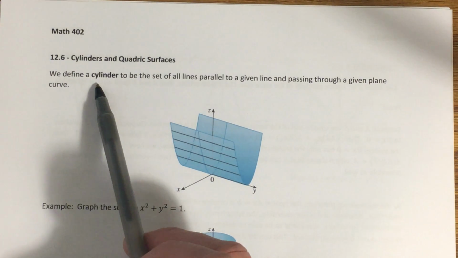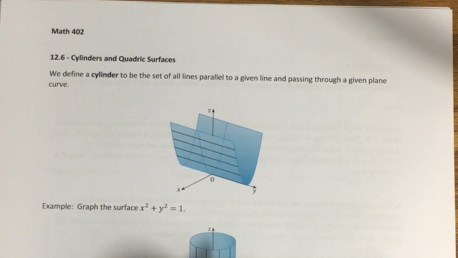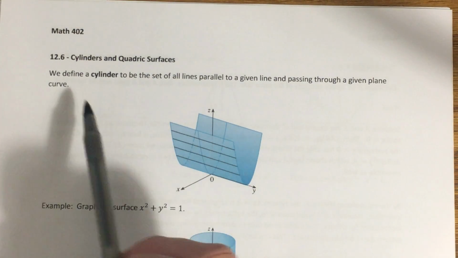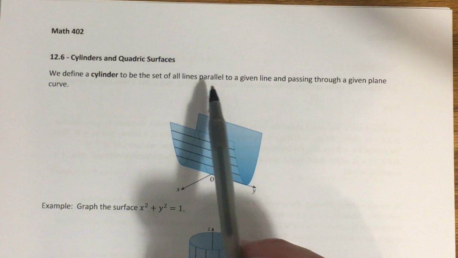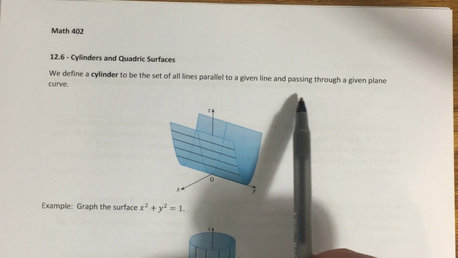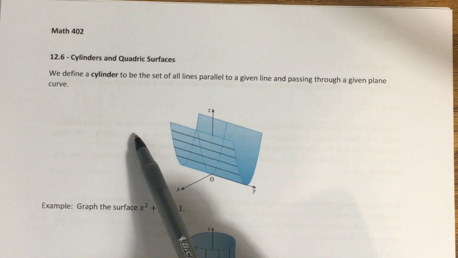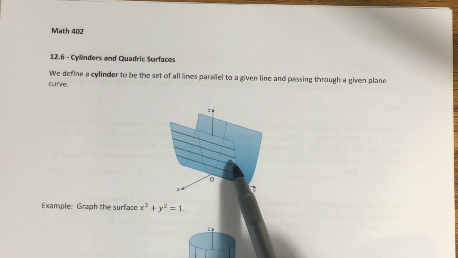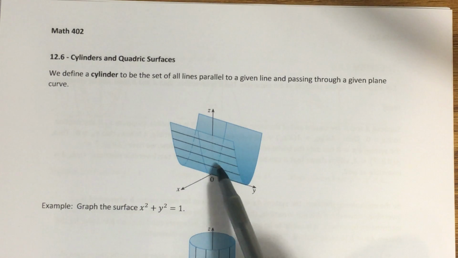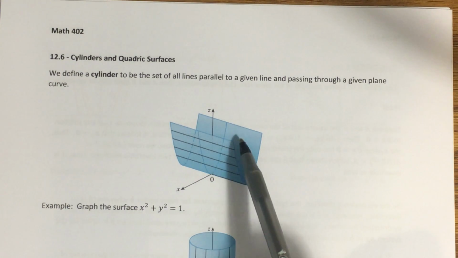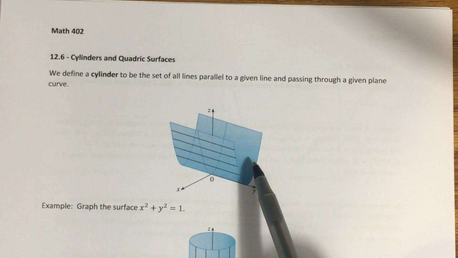So starting with a cylinder, the book gives this definition of a cylinder, which is a little bit hard to imagine until you've seen some examples, but we define a cylinder to be the set of all lines that are parallel to a given line and passing through a given plane curve. So the example shown here, this is something that we might call a parabolic cylinder.